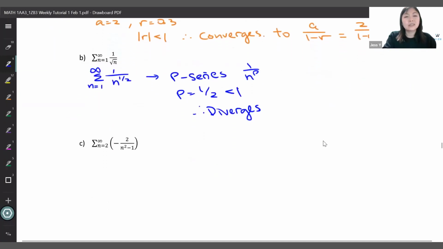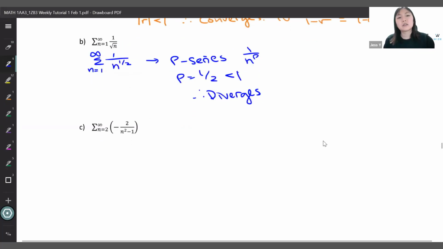Now let's look at part C. We're going to do this one together because this one looks a little different. We look at it and we're like, okay, this is not a geometric series because there's no power to the n or some power to the n minus 1. It's not a P series either though. A P series is very clean. It's the sum where n goes from 1 to infinity of 1 over n to the p. But this has some other stuff in there. There's an n squared minus 1.